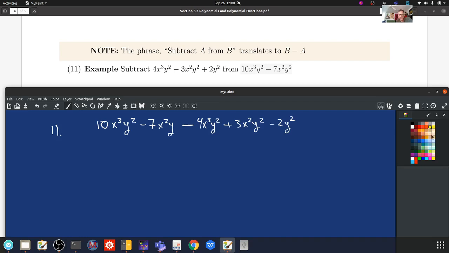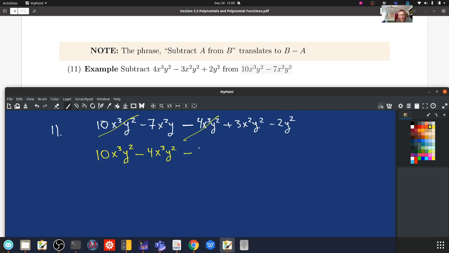So again, let's gather like terms. I just start from the left and move to the right. So I've got that down. Do I have any x cubed y squared terms? Yep, there's an x cubed y squared term. So they're like. Do I have any others? Nope, that's all of those.